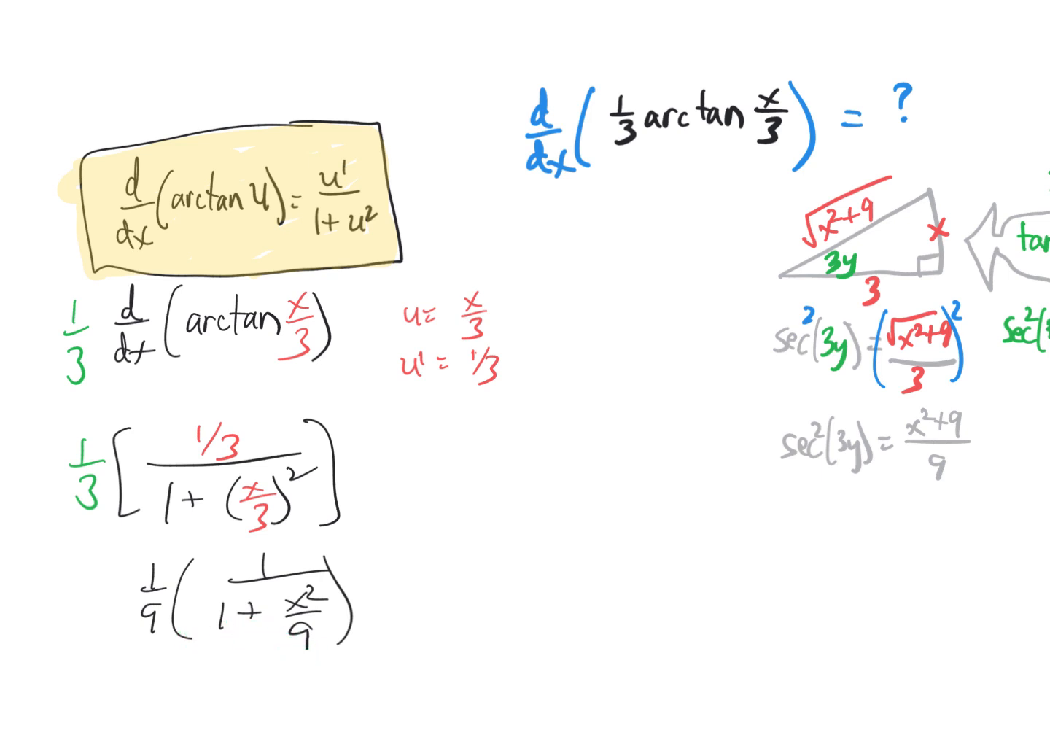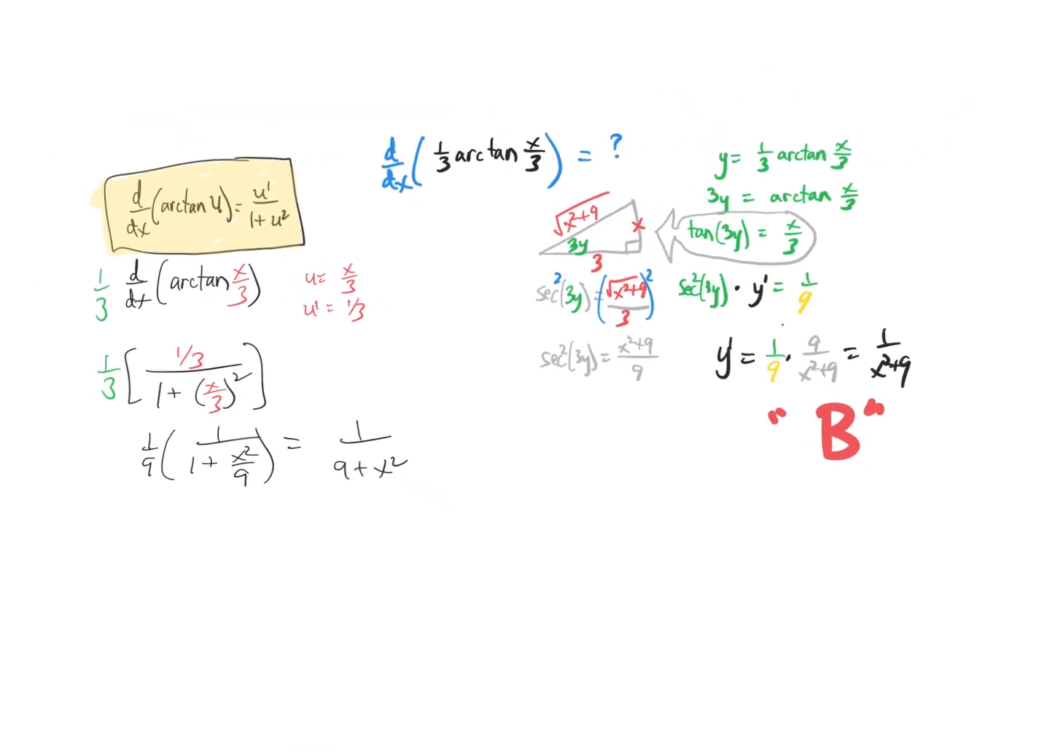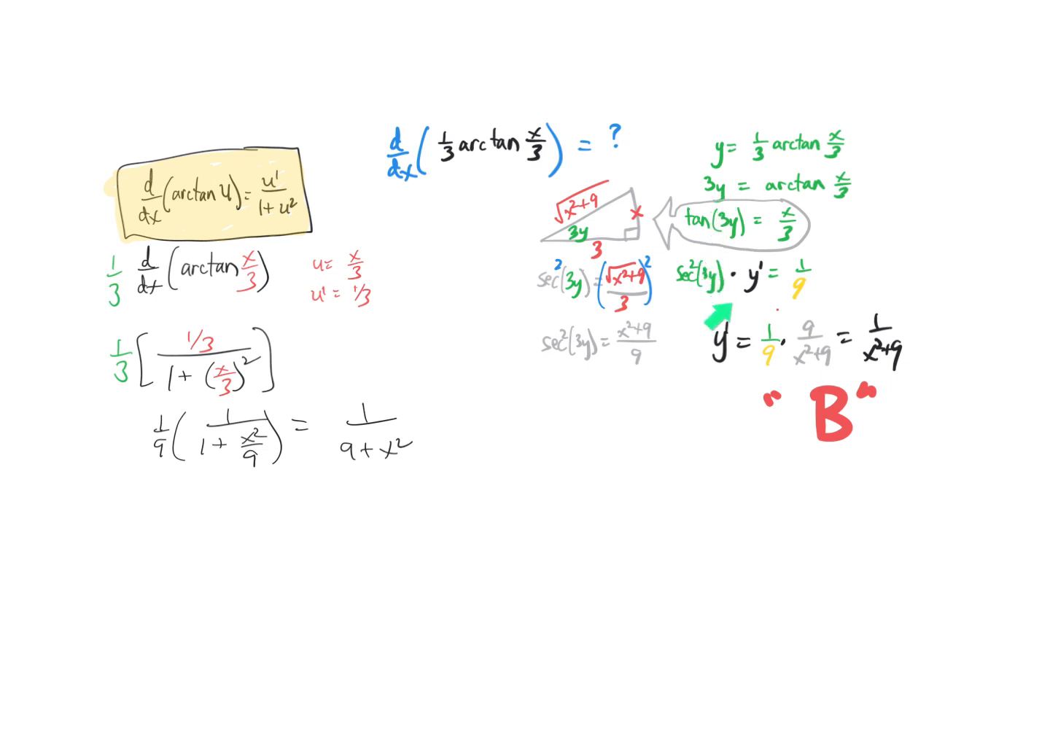And so if we simplify that, what do we get? We get 1 over 9 plus x squared, which should be consistent with what we got when we didn't use the formula and actually derived the derivative. Bingo.